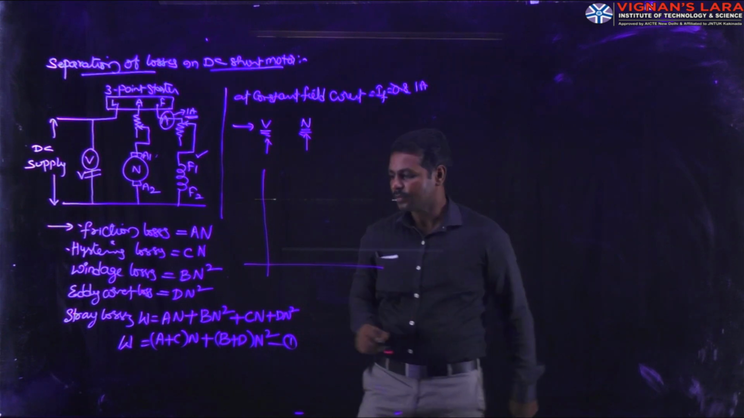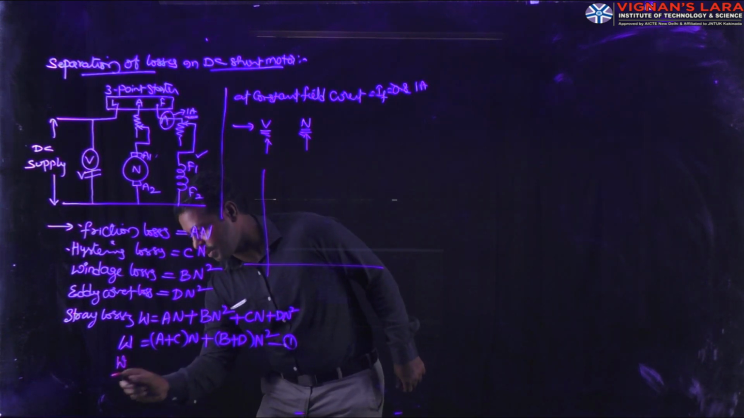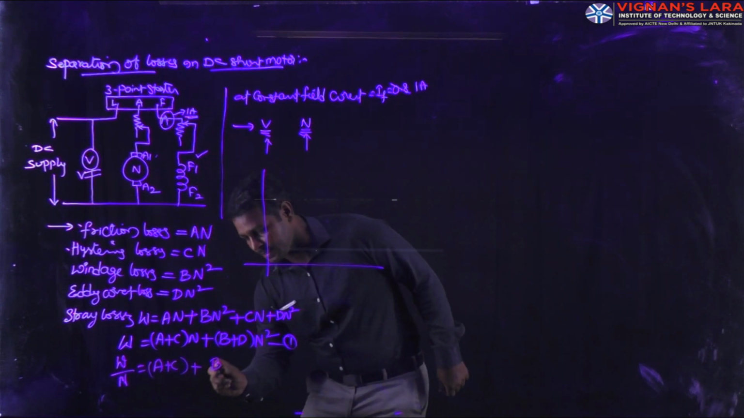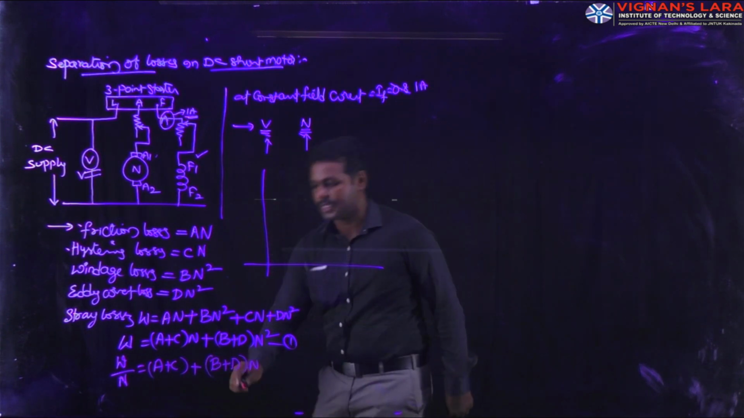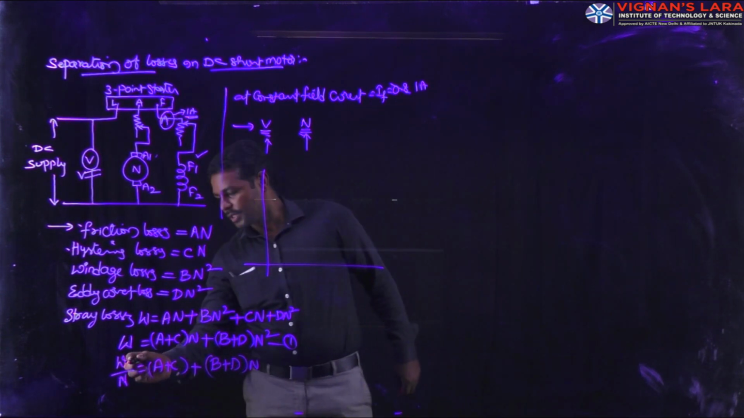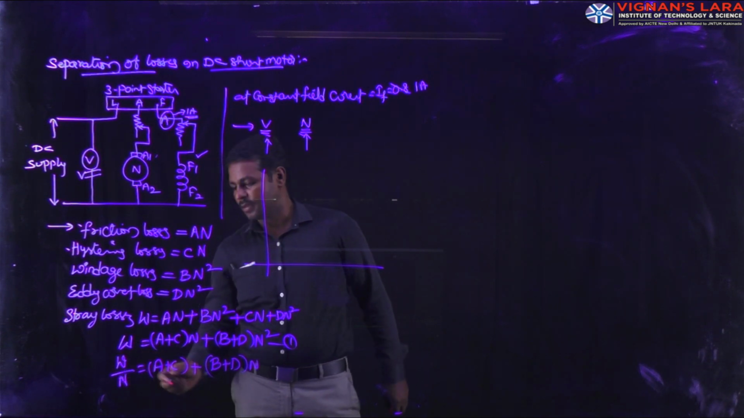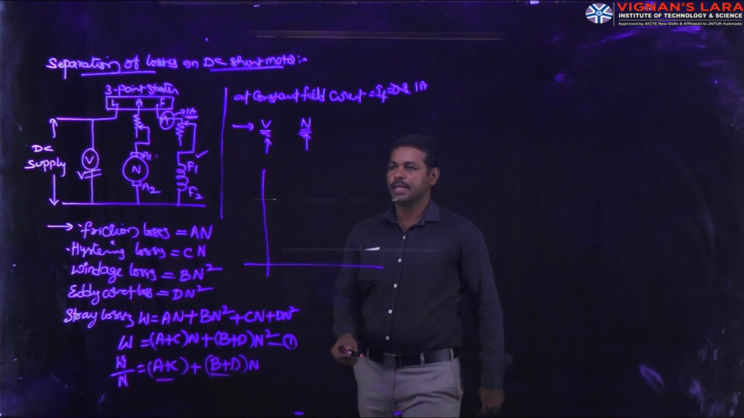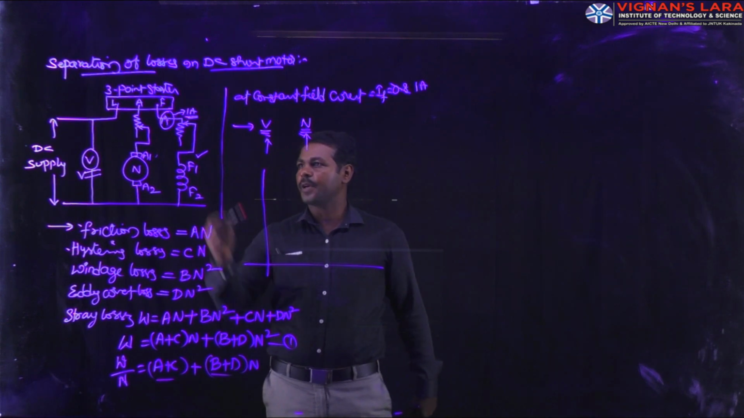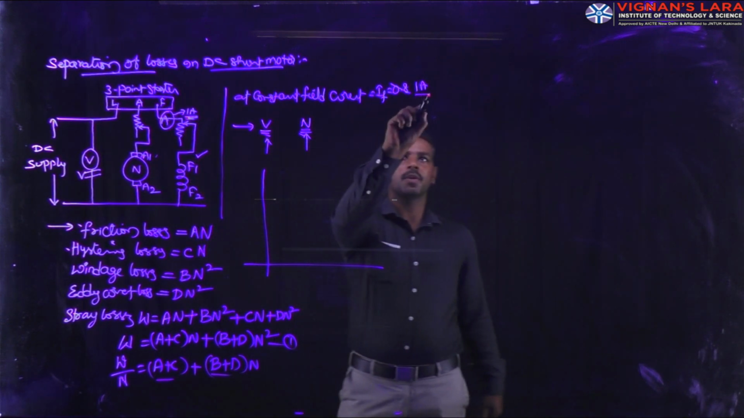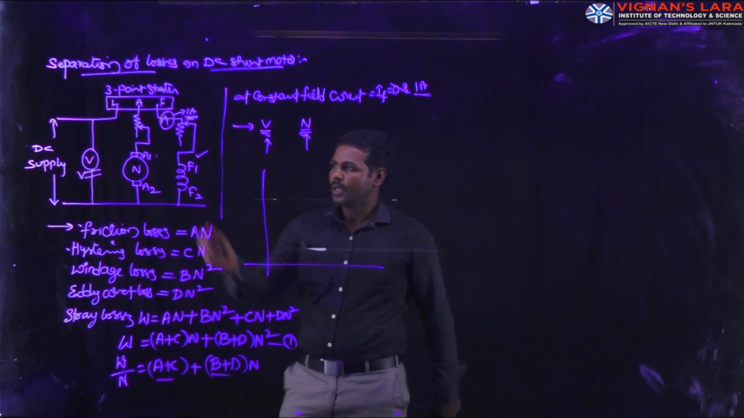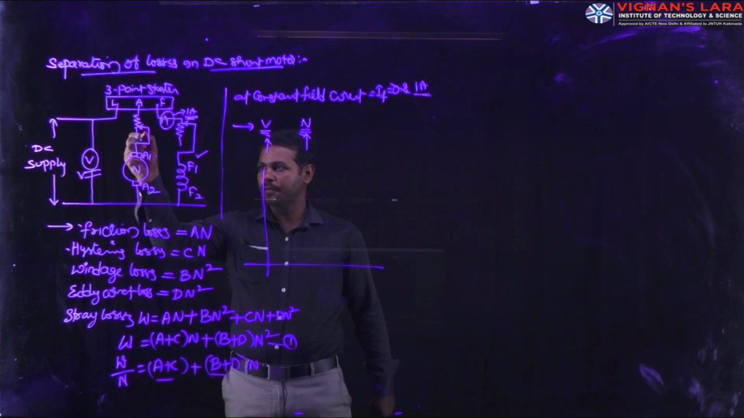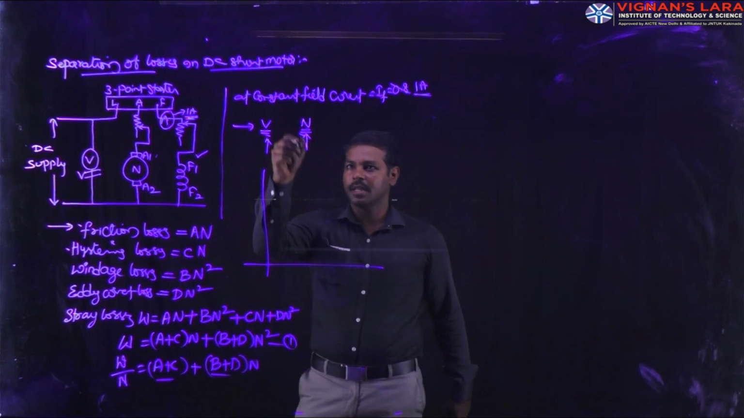From this circuit, W divided by N is equal to A plus C plus B plus D into N. That is, the stray or rotational losses divided by speed is equal to A plus C plus B plus D into N. These parameters come from the constant field current of 1 ampere. Correspondingly, we change the armature rheostat from maximum to minimum position and note down these two parameters.